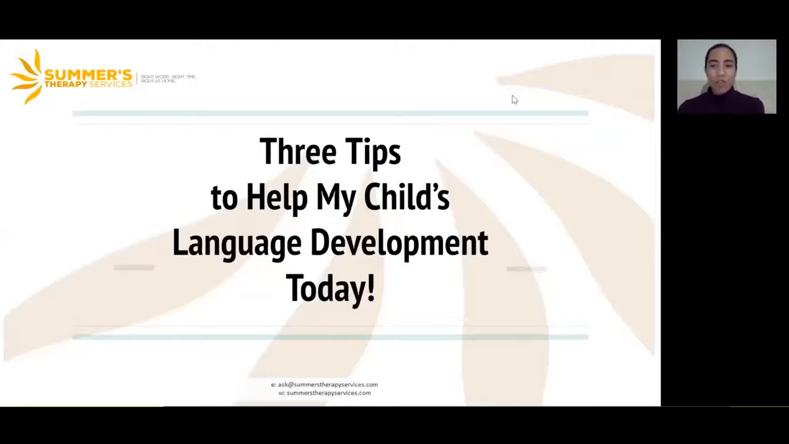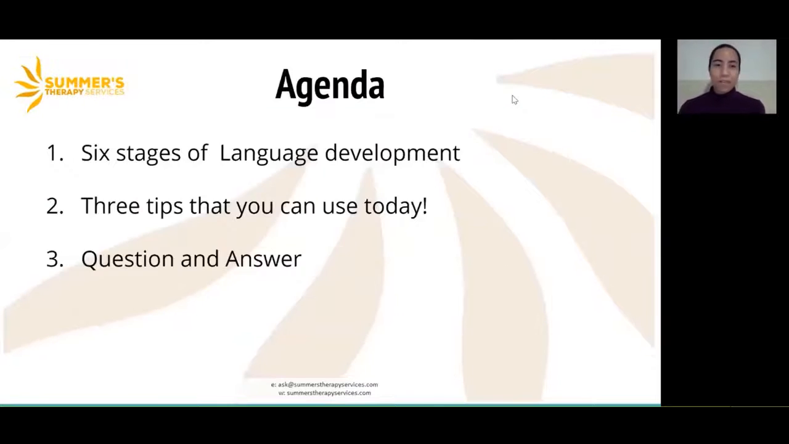Now, today's topic is 3 tips to help my child's language development today. So let's get started. So today we'll have to go through the 6 stages of language development. If we want to help our child's language development, we do have to figure out which stage they are at. So we'll introduce 6 stages of language development to you, and then we'll move on quickly to our 3 tips that you can use today.